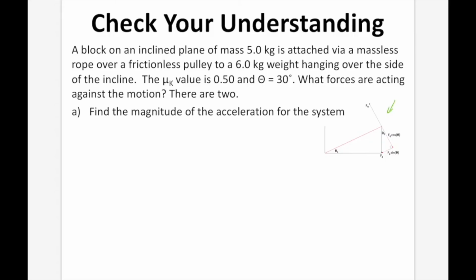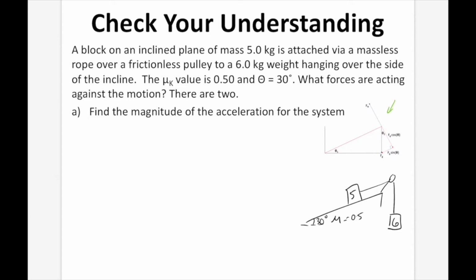So if we were to redraw, we have our ramp and we have our object on our ramp. Our object is attached to another object via a pulley system. This mass is 5 kilograms and this one is 6 kilograms. The mu value is 0.5 and theta is equal to 30 degrees.